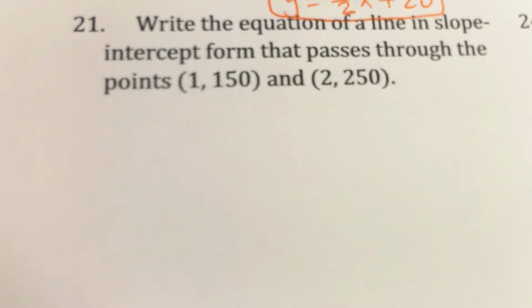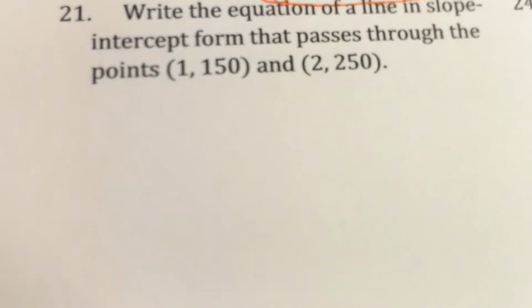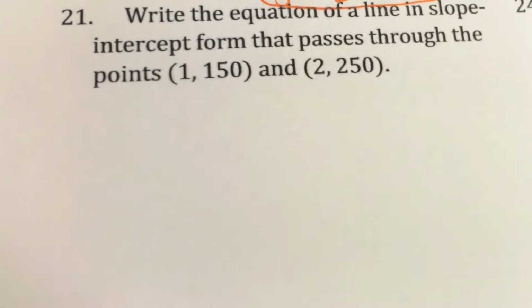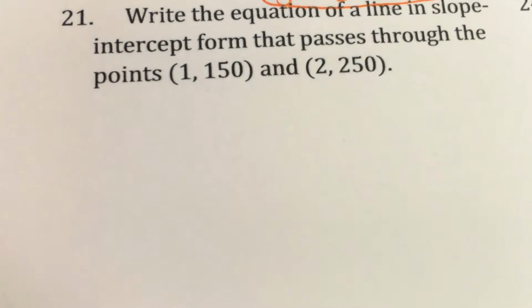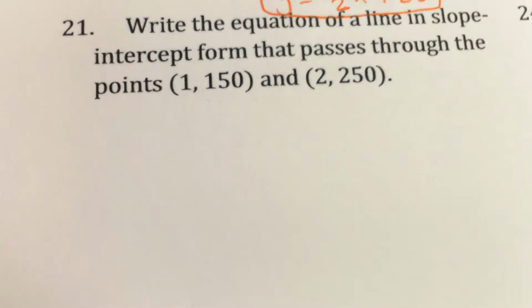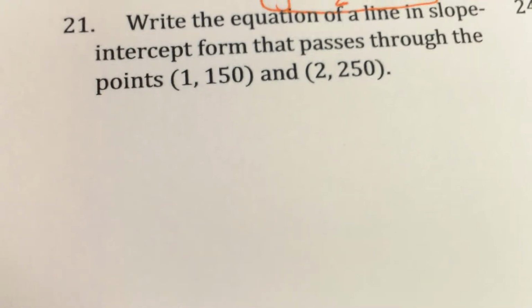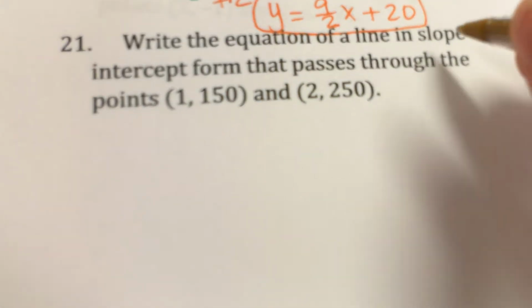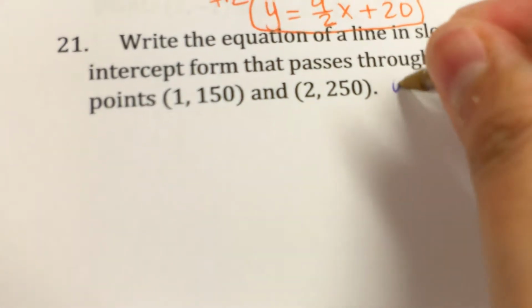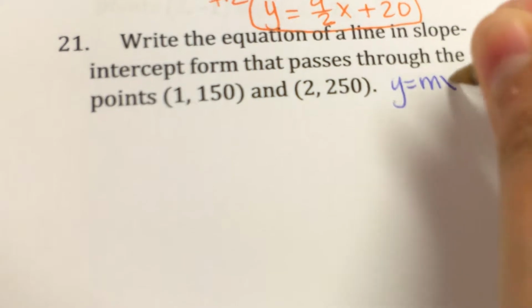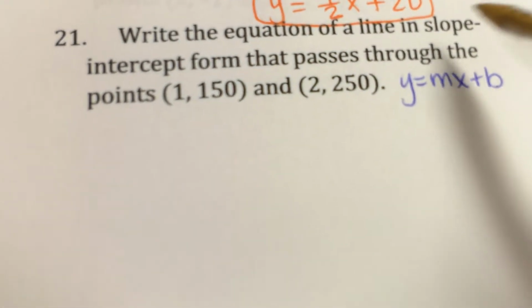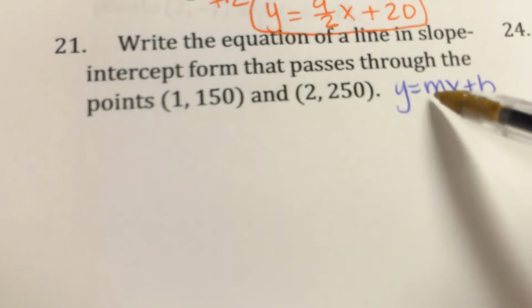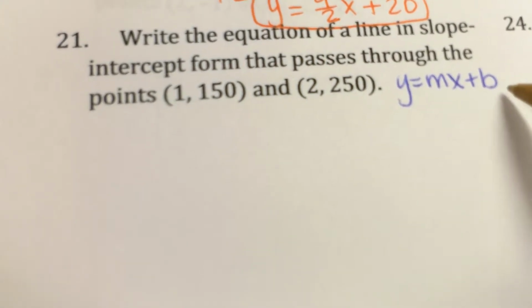Alright guys, now we're going to go on to question 21, and it's asking: write the equation of a line in slope-intercept form that passes through the points (1, 150) and (2, 250). So they want it in slope-intercept form, which is y equals mx plus b. Well, we need to find the slope and then the y-intercept.